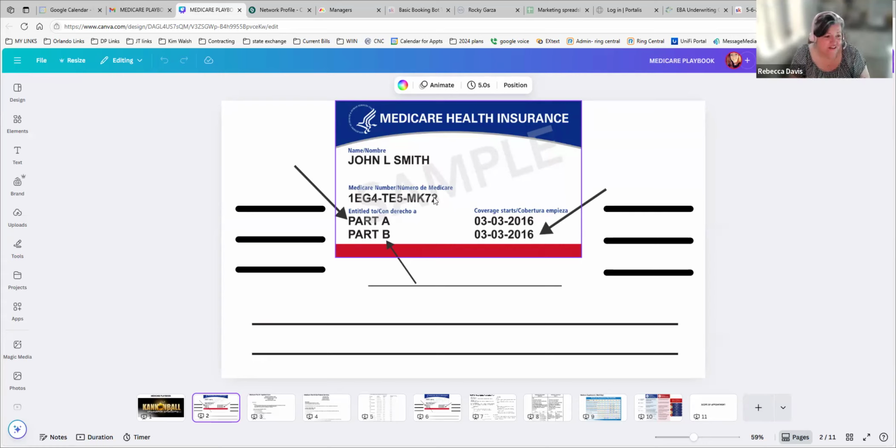And then on the right-hand side of Parts A and B, you have the coverage start effective dates. As you can see on the sample card, they are the same effective date, but they can be different effective dates as well. So if you see somebody with different effective dates, don't freak out. That actually can happen quite often, more often than not. So they do mean different things, and we'll get into that later in the series, but just know the dates can match or they can be different.